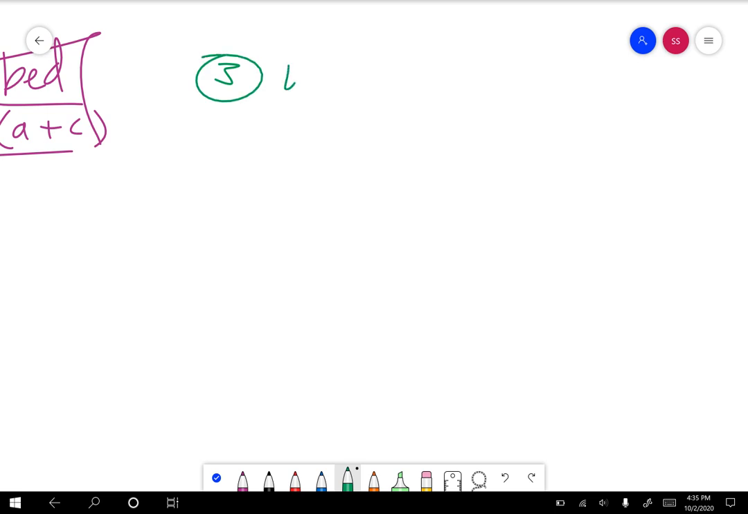We're solving for x. The equation is 2x over 5 plus x over 7 equals 3. Okay, again, we're solving for x here.